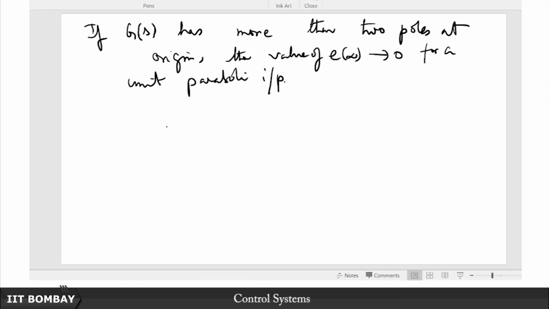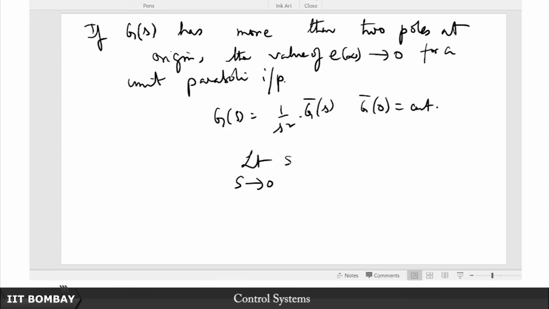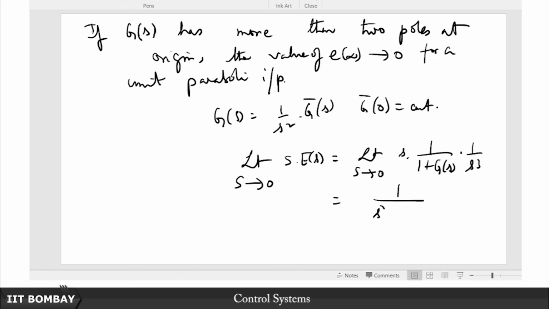Okay. If it has exactly 2 poles, what happens? So, then let us take this consideration. G(s) is equal to 1 by s squared times some G-bar(s), where G-bar(0) is equal to a constant. So, then let us evaluate this, limit s tending to 0, s E(s) is equal to limit s tending to 0, s times 1 by 1 plus G(s) times 1 by s cubed. So, this is going to be nothing but 1 by s squared G(s), limit s tending to 0.